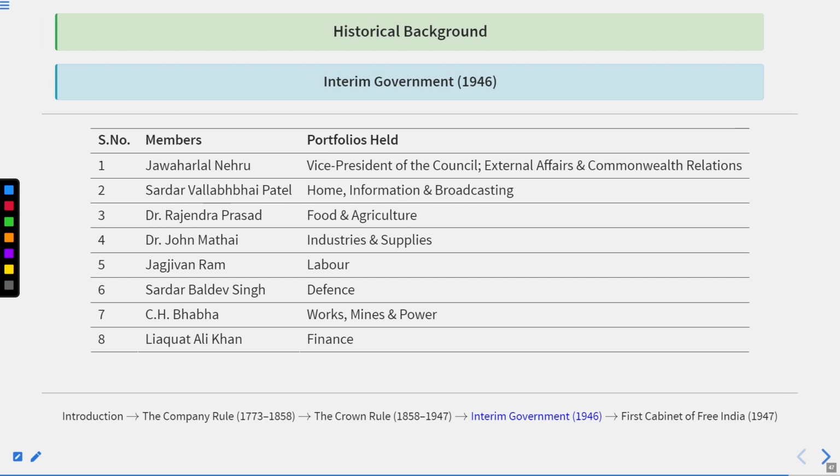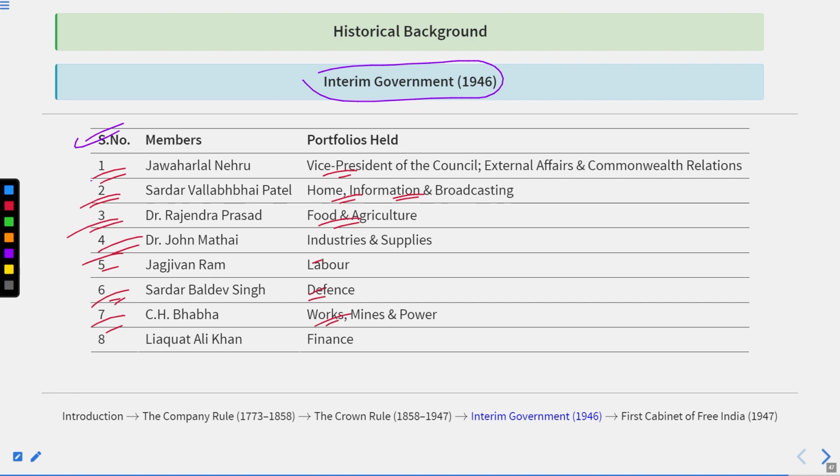Now, we have the last thing, which is the interim government of 1946. So, let's discuss it. First, Jawaharlal Nehru: he was the Vice President of the Council, with External Affairs and Commonwealth Relations. Sardar Vallabhbhai Patel, Home, Information and Broadcasting. Rajendra Prasad, Food and Agriculture. John Mathai, Industries and Supply. Jagjivan Ram, Labour. Sardar Baldev Singh, Defence. C.H. Bhabha, Works, Mines and Power.